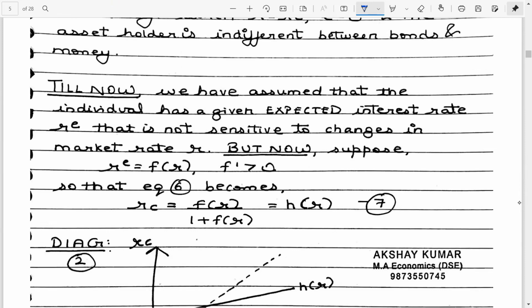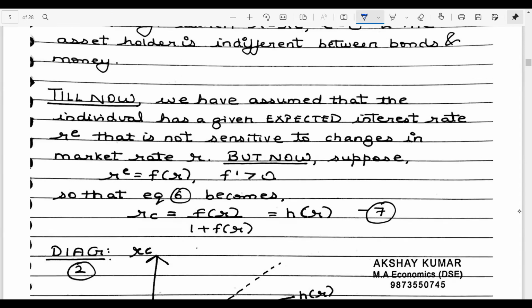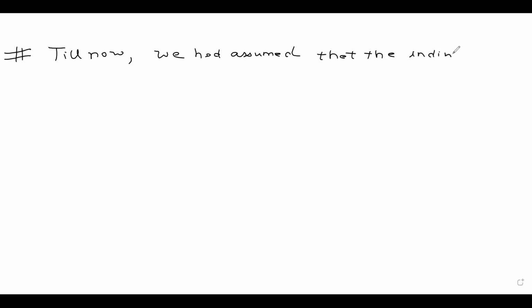Now let's move forward. Let me come back to the whiteboard now. Let's go into further depth now. Till now we had assumed that the individual has a given expected interest rate RE that is not sensitive.